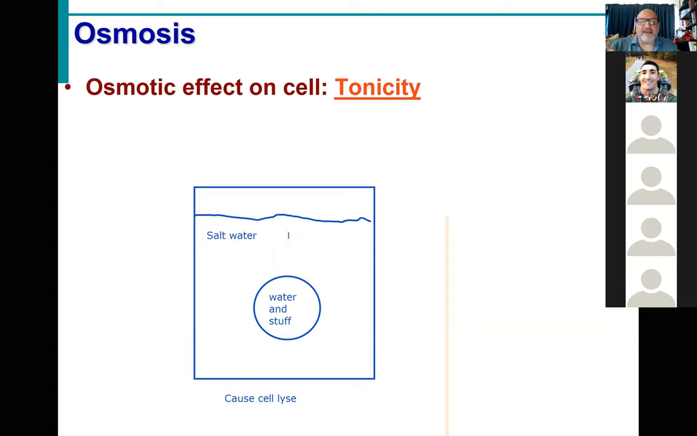The reason for this is salt water has lots of stuff in it. More stuff in it than the cell has. And so what happens in this case is that our water goes to where there's more stuff, is drawn out of the cell, and the cell crumples or collapses. This is a common study, a test that is done with red blood cells, and this process of the cell crumpling and collapsing we call crenation.